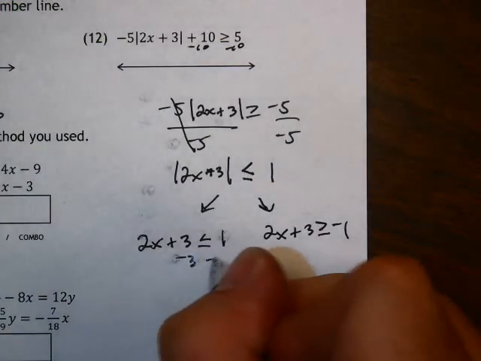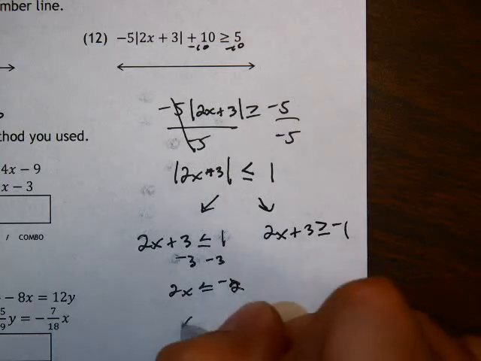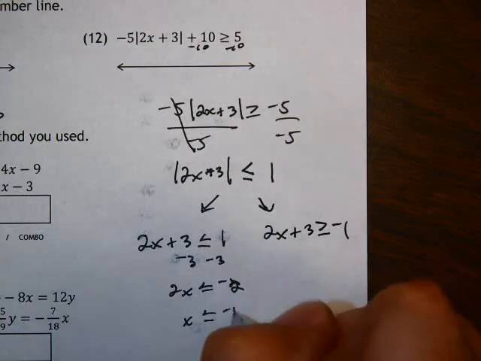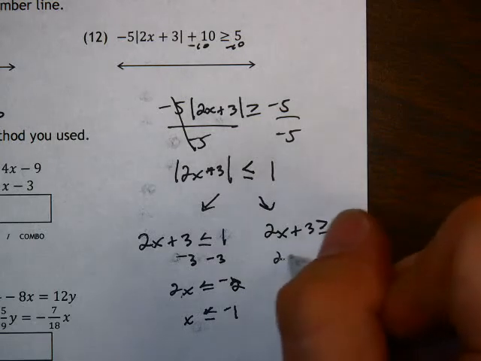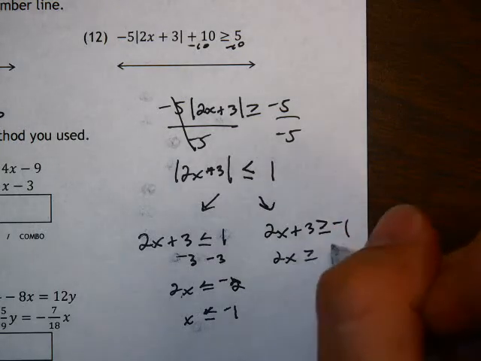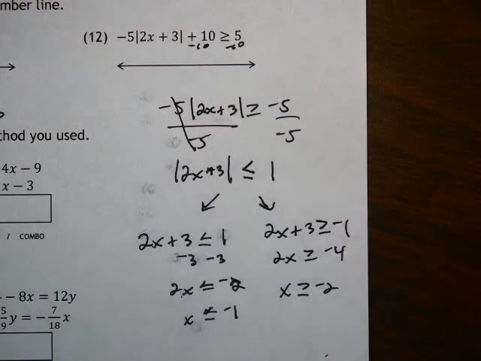Subtract 3. So I get 2x is less than or equal to negative 2. Divide, I get x is less than or equal to negative 1. Now before we had to flip it when we divided, but on this one, because that's a positive 2 we're dividing by, we don't have to flip. 2x greater than or equal to negative 4. Divide, x is greater than or equal to negative 2.